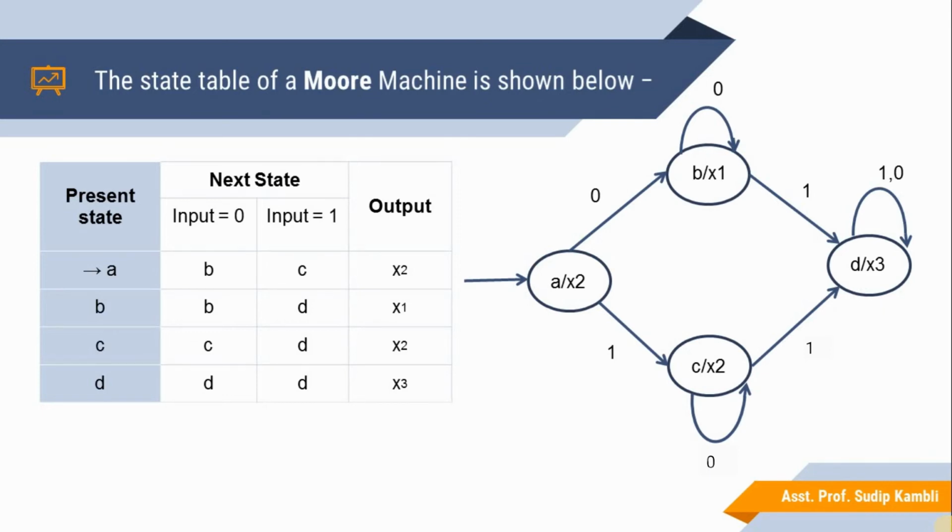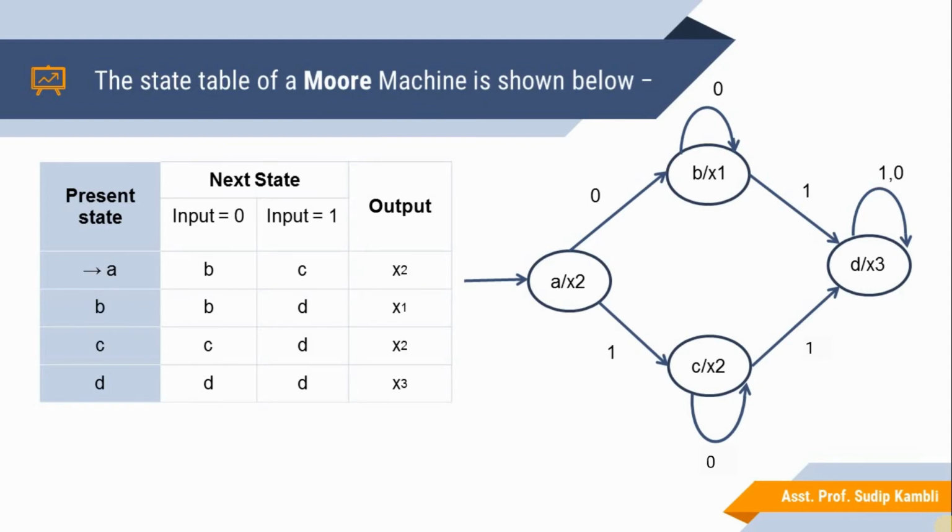So here the present states will be A, B, C and D. The start state is A. The input symbols are 0 and 1. The outputs are x1, x2 and x3. Let's consider the start state A: on scanning input 0 it goes to state B, and on scanning input 1 it goes to state C, but the output will be the same, x2.